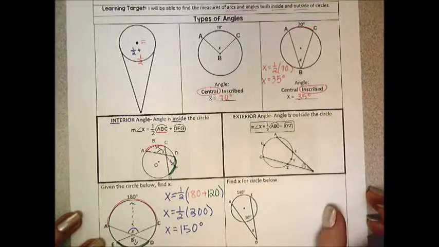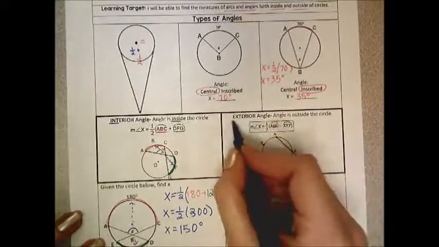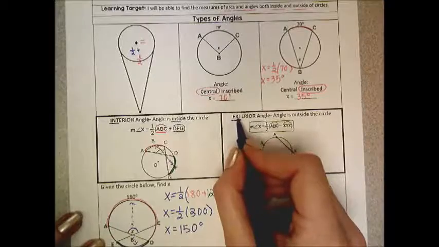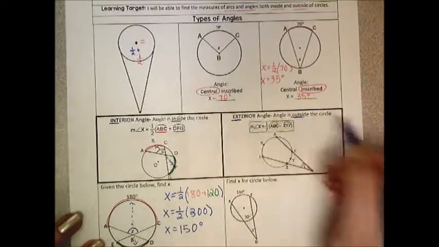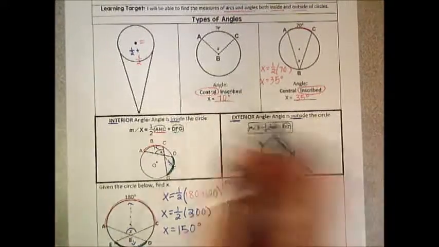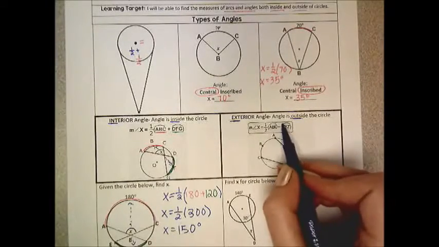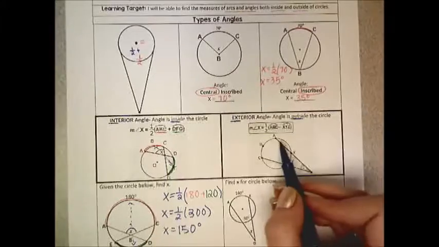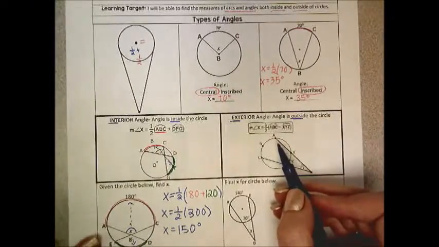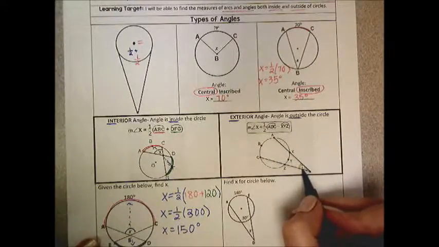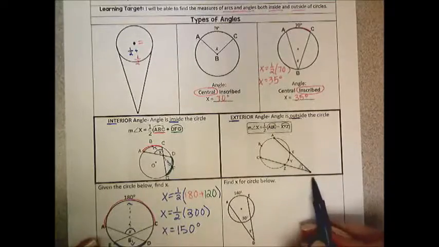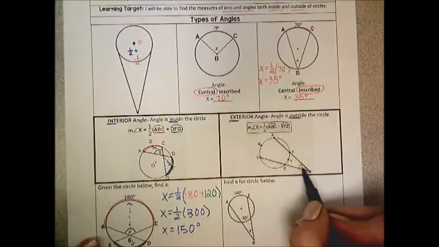And that is important because now we will move to exterior angles. So exterior angles are angles outside the circle. And the reason the plus is so important is because in our exterior formula we have a minus instead. So you definitely don't want to get these 2 situations mixed up.